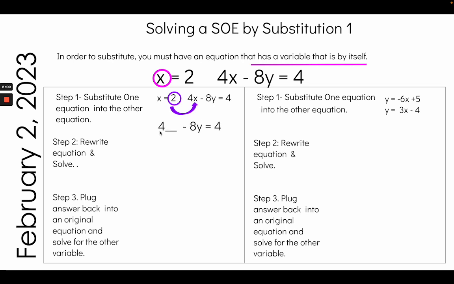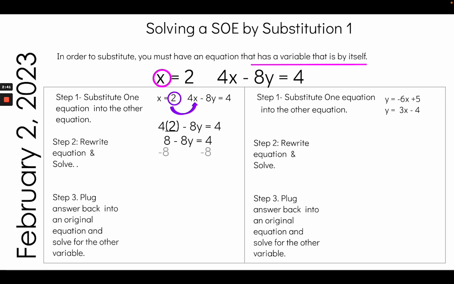We have 4. Again, we're going to take our 2, we're going to plug it into that x. And remember that when we substitute, we like to use parentheses when we're rewriting the equation. Minus 8y equals 4. We're going to simplify, and 4 times 2 is 8, minus 8y equals 4. At this point, you can solve as a two-step equation. Get rid of the constant, get rid of the coefficient, and solve for the variable to be by itself.